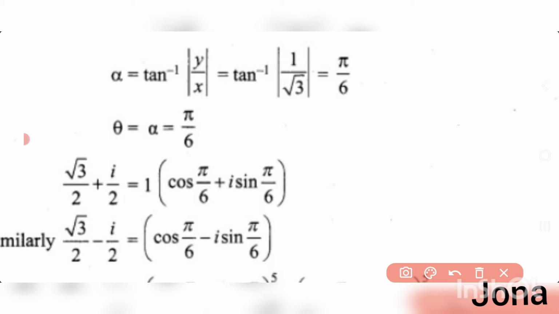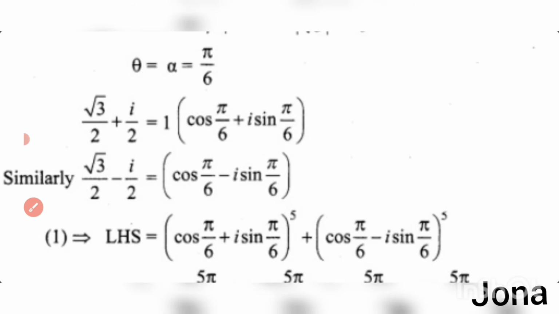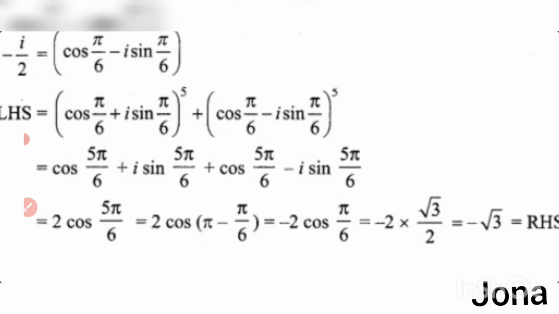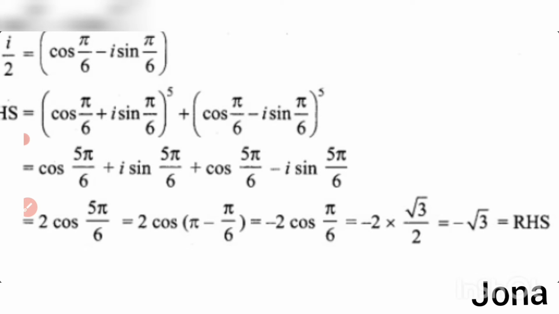Similarly, for the second bracket, we have the minus symbol in between. So we take this minus symbol from here, the same thing: cos pi by 6 minus i sin pi by 6. And then the given problem can be written in the format that the left hand side is (cos pi by 6 plus i sin pi by 6) whole power 5 plus (cos pi by 6 minus i sin pi by 6) whole power 5.